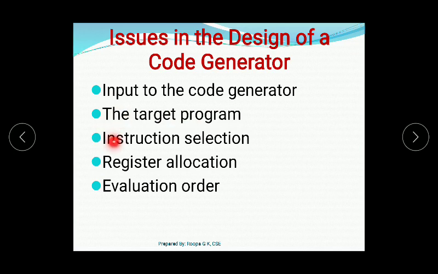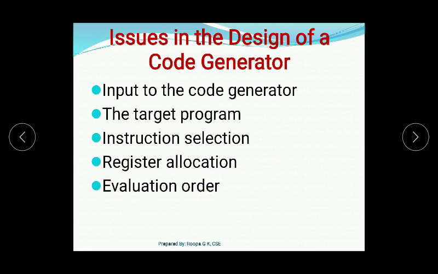Then the third issue is instruction selection. When a particular source program statement is converted to a target language statement, how the instruction has to be written. That is, instruction selection depends upon the architecture of the machine. Then the fourth issue, register allocation. How to make use of the available resources like registers R0, R1, general purpose registers, or sometimes special purpose registers like link register, stack register, etc. How to allocate the registers for efficient execution of the program is also an important issue.